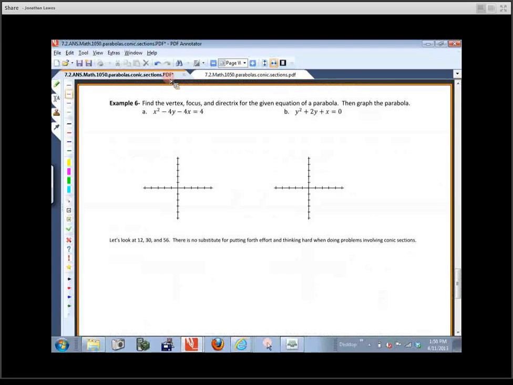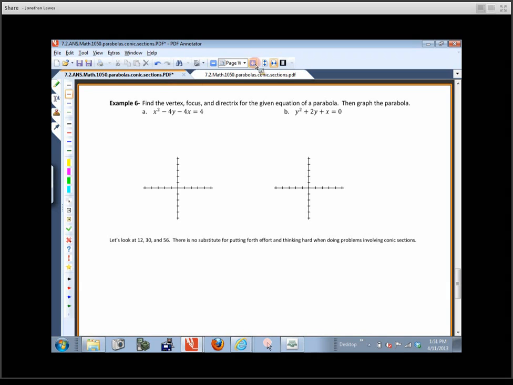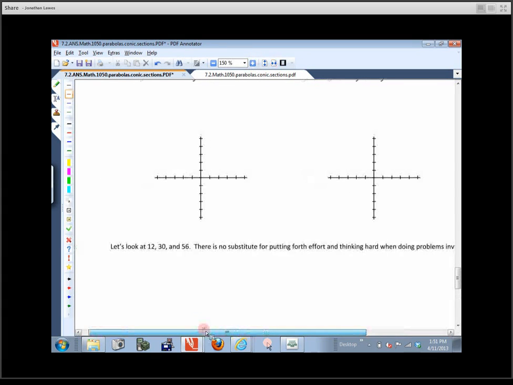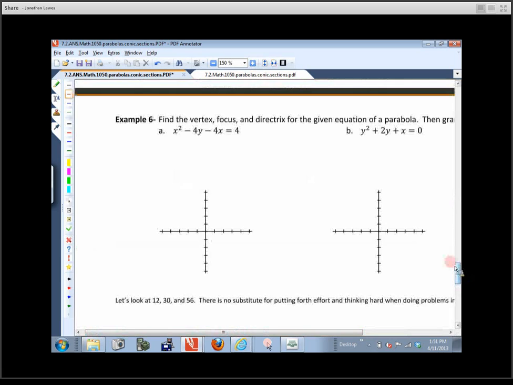Okay, it says find the vertex, focus, and directrix for the given equation of a parabola, then graph the parabola. What's wrong with those? They're not factored, they're not in a nice graph-friendly form, so we're going to have to put them in a graph-friendly form. Now, you'll remember that when we went over completing the square, I said, hey, you need to know how to do this. It wasn't our favorite technique for solving a quadratic, but you can't forget how to complete the square because you have to know it for these sections right here.